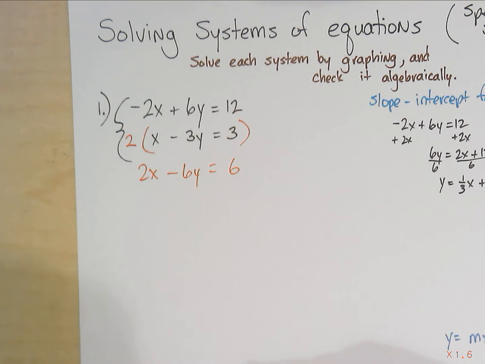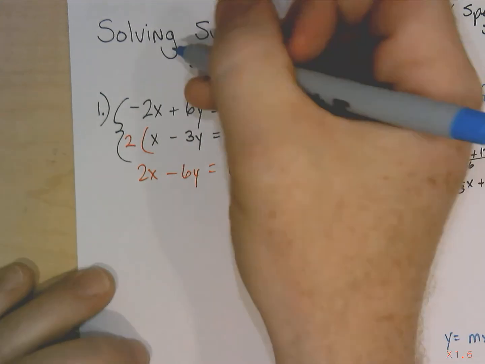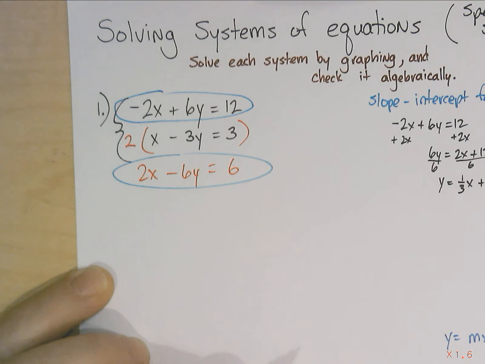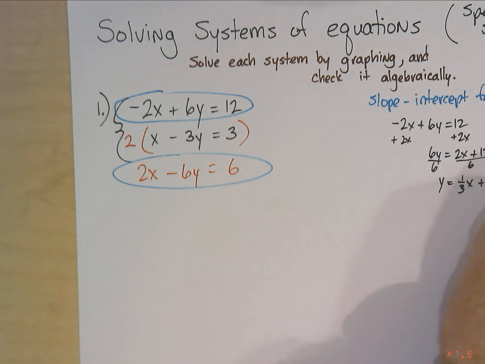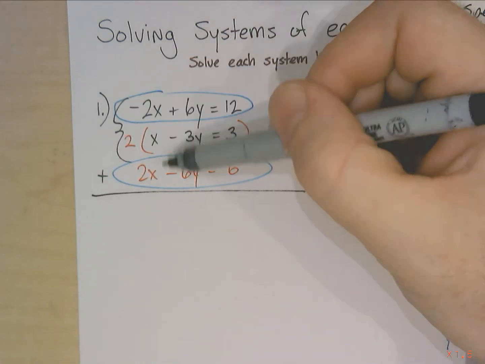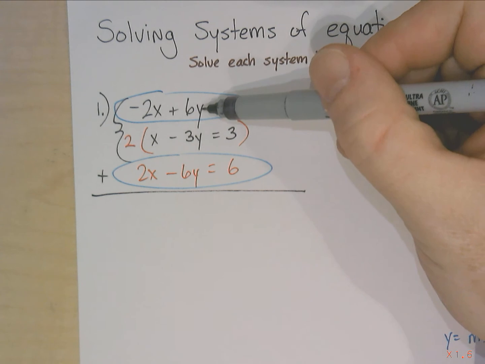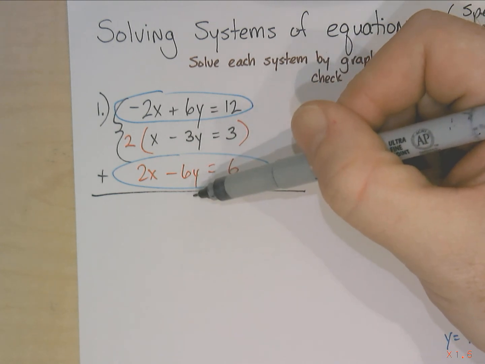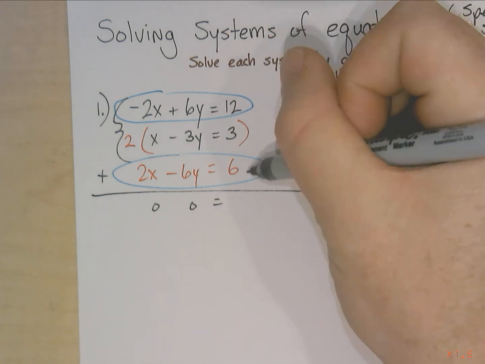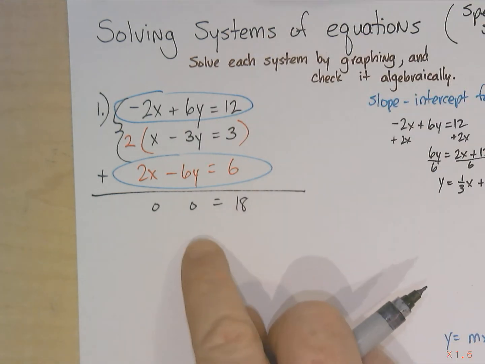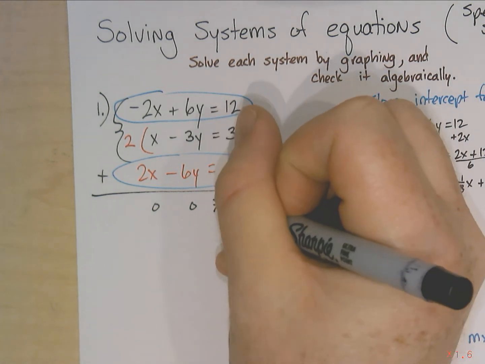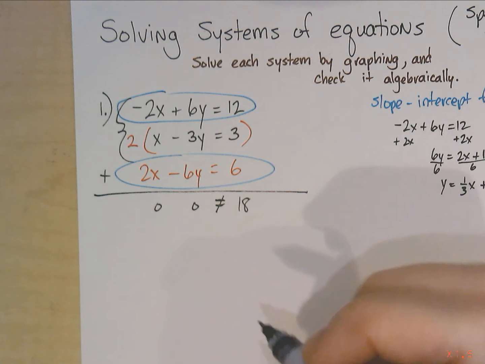And then what I'm going to do is I'm going to add this equation plus this equation, because this one has changed to that one. That's basically what happened here. So when I add them, what happens? Negative 2x plus 2x is 0. 6y plus negative 6y, 0. So I've got 0 here, I've got 0 here, equals 12 plus 6 is 18. Well, 0 does not equal 18. That's not possible. So what that means is there's no solution.